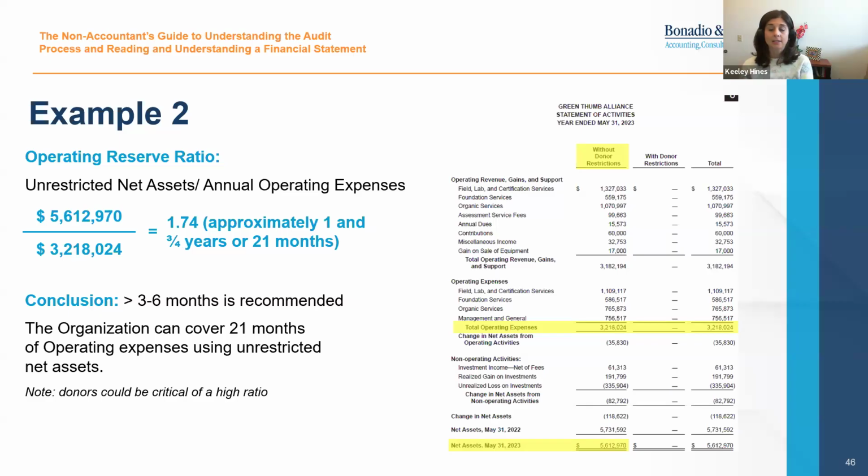So again, this ratio is based upon a recommendation of like, yes, you should be trying to exceed that 3 to 6 months.